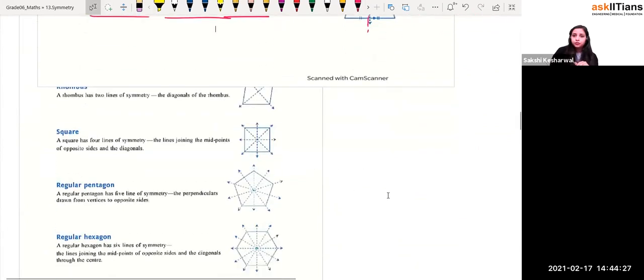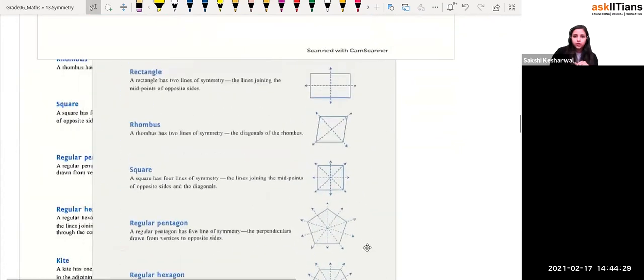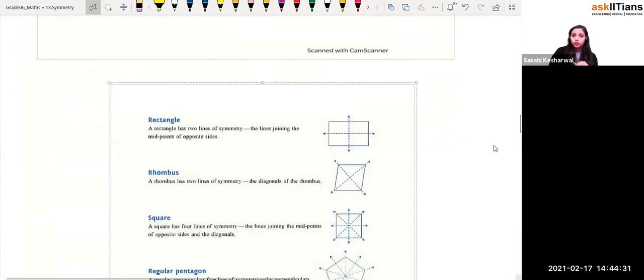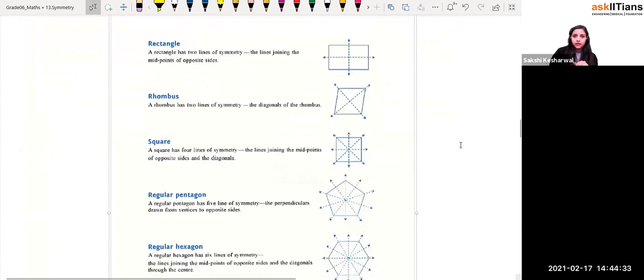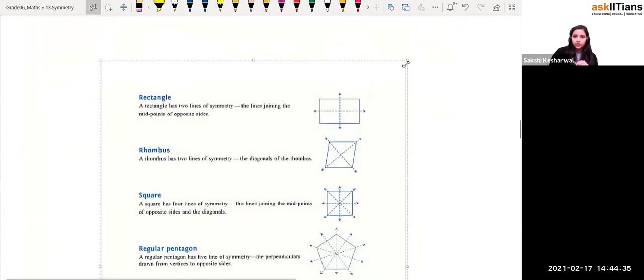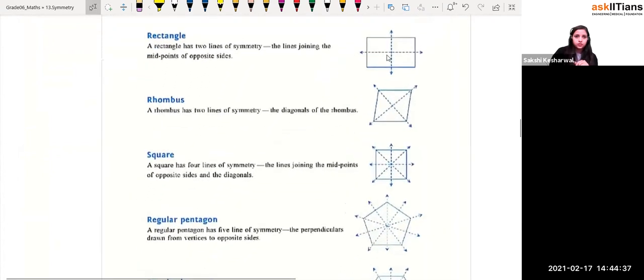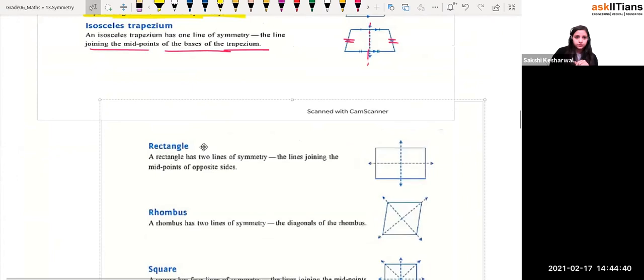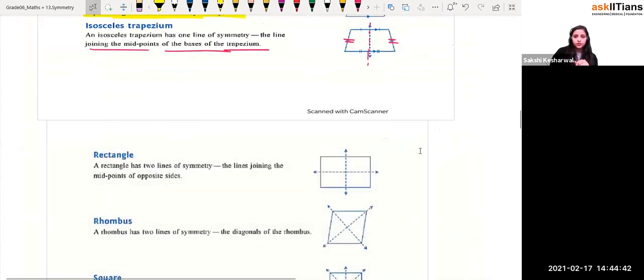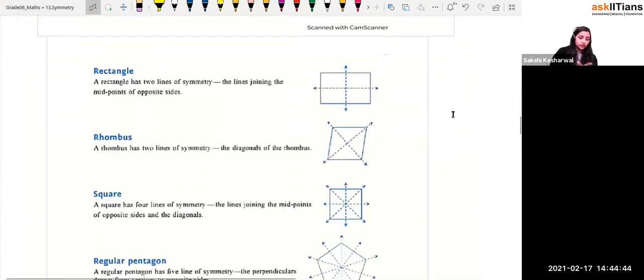There are other figures too. That's why I'm using this, because it's really important for you to know these small things, what the lines of symmetry are and how many lines of symmetry each figure will have. So let me enlarge this also. Coming to rectangles, rectangles have only two lines of symmetry, the horizontal one and the vertical one. This is, beta, the vertical line of symmetry, right?